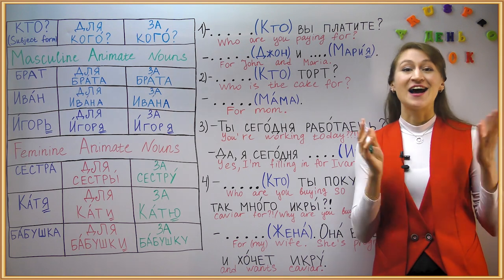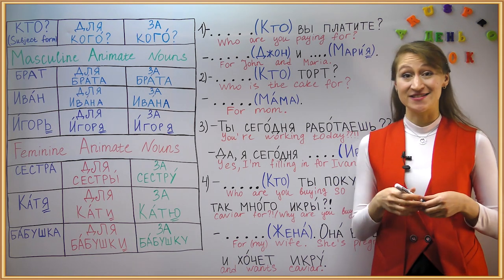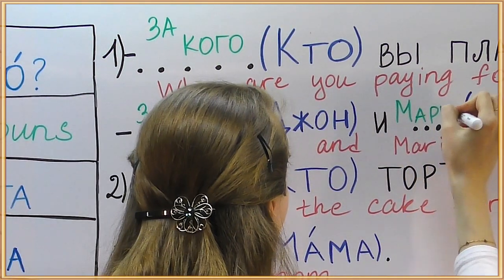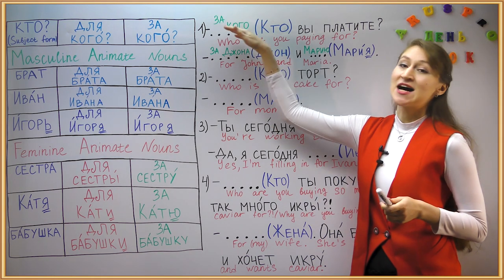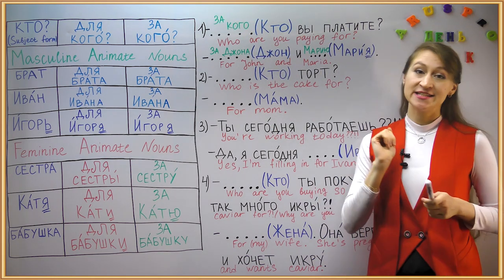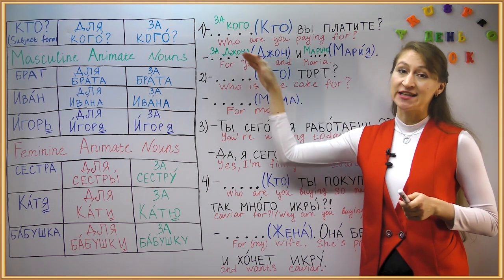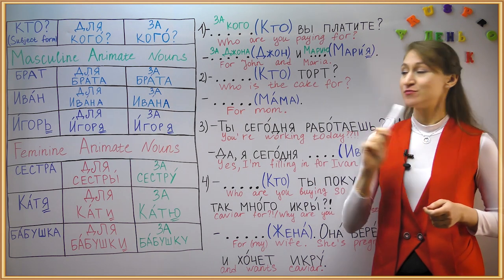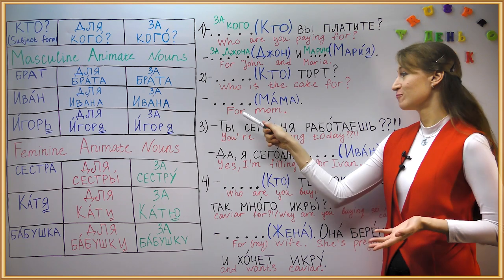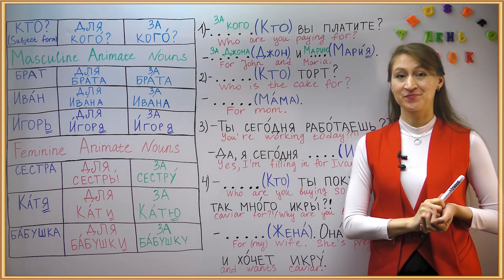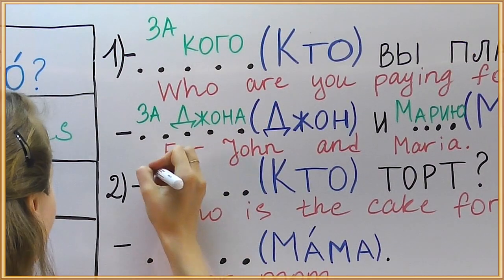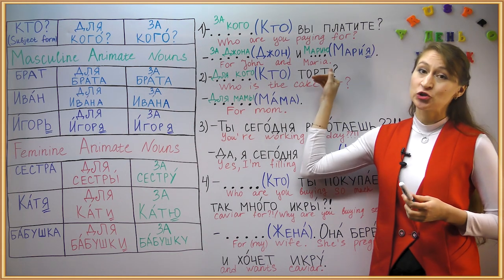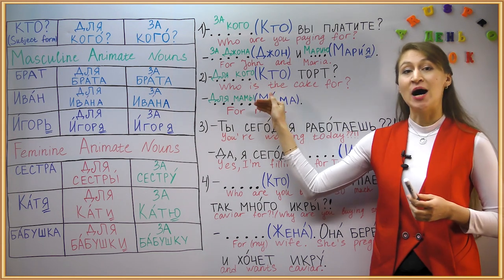I hope you've done that, and now the correct answer. За кого вы платите, за Джона и Марию. Number two. Who is the cake for? For mom. Для кого торт? Для мамы.